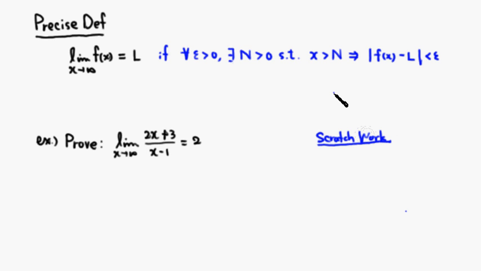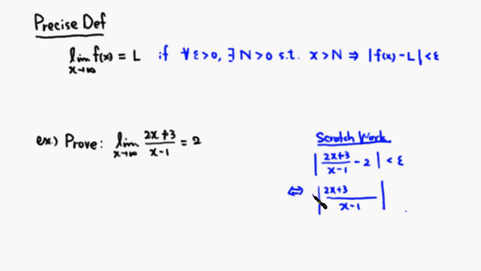So what we want is the absolute value of (2x + 3) over (x - 1) minus 2 to be less than epsilon. This is equivalent to taking the common denominator, x - 1. So you have 2x + 3, then negative 2 times that, so negative 2x plus 2.